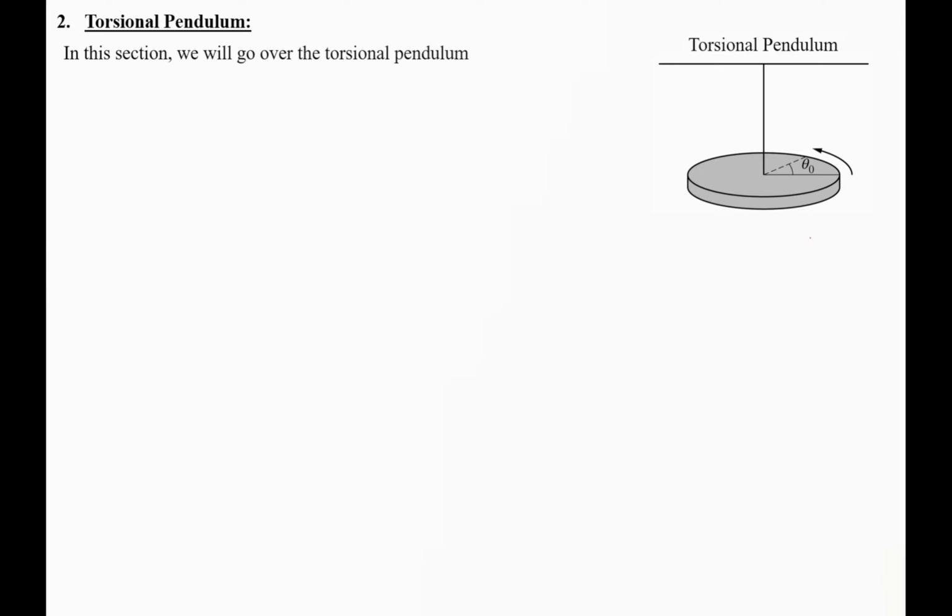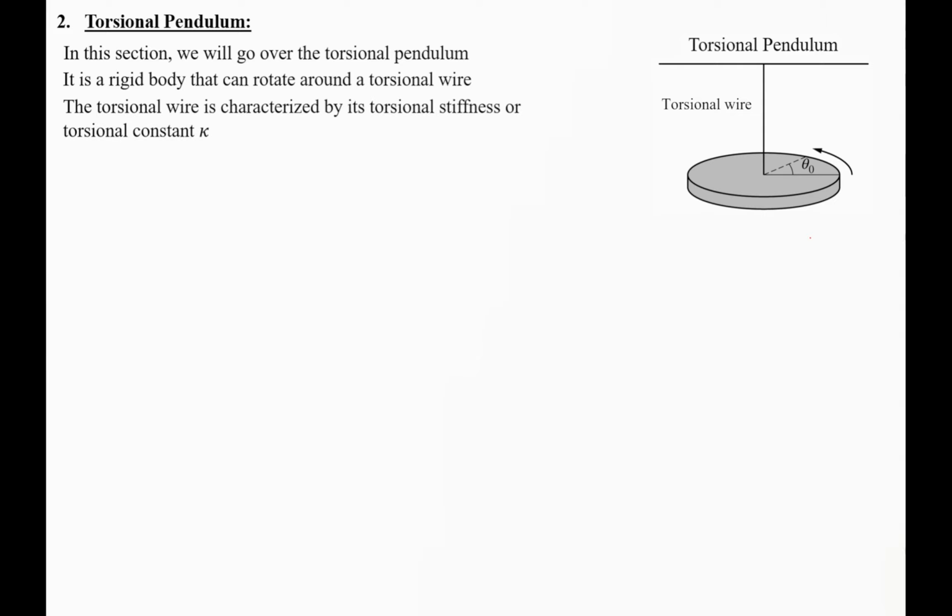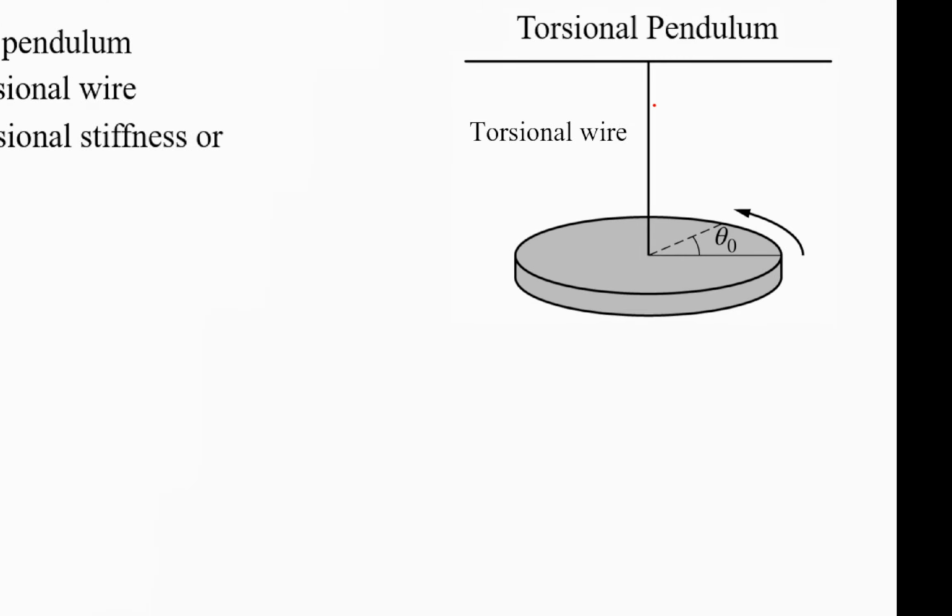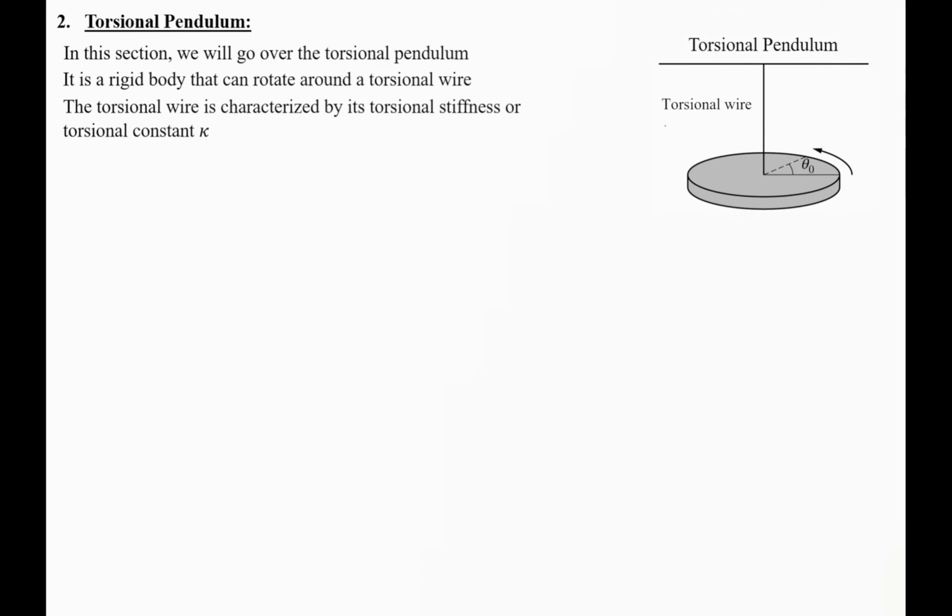Torsional pendulum. In this section we'll go over the torsional pendulum. It's a rigid body that can rotate around a torsional wire. This is the torsional wire. The torsional wire is characterized by its torsional stiffness or torsional constant kappa. It is similar to a spring, but it doesn't drive an object left and right or up and down. It can drive an object to make it swing left and right, basically perform oscillations.